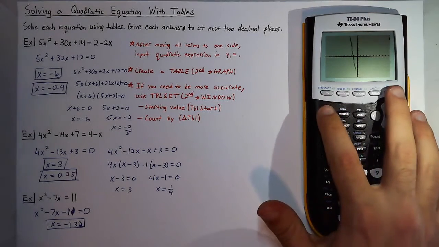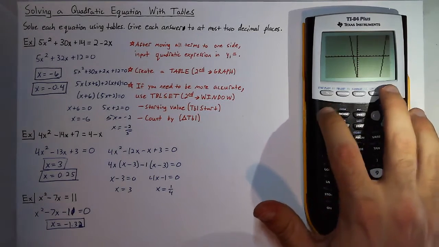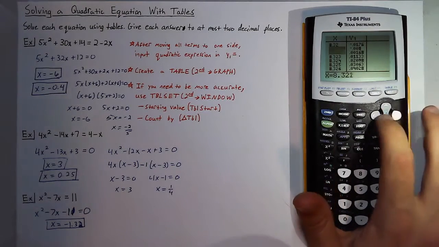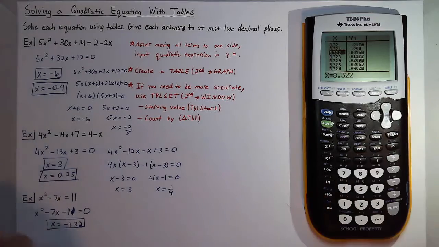I hit graph by accident again. And if I scroll, now I see it's between 8.321 and 8.322, which means it's closest to 8.32. That's where it would round to. And that is how you solve a quadratic equation with tables.